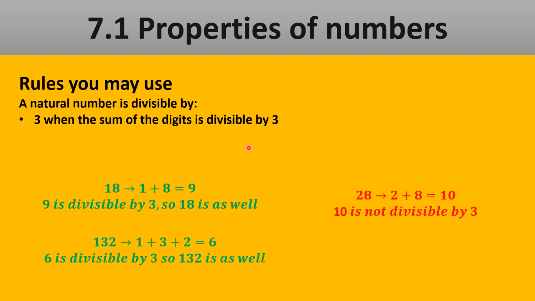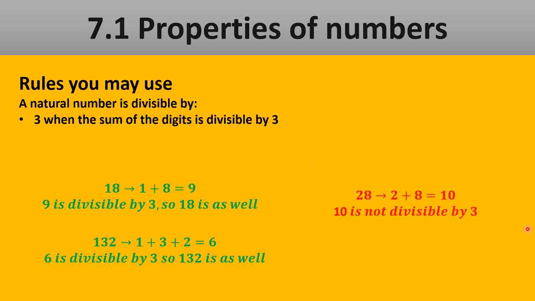Okay, how does this work? For example, 18. That one consists of a 1 and an 8. If I add them together, the sum of those digits gives me 9. 9 is divisible by 3, so 18 is as well. Another example, 132 are the digits 1, 3, and 2. Add them up, gives me 6. 6 is divisible by 3, so 132 must be as well.